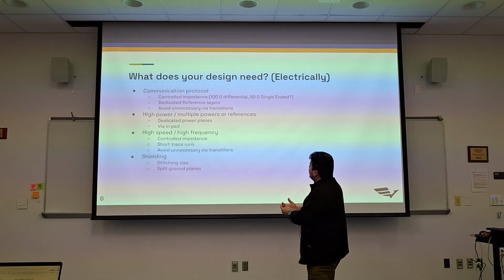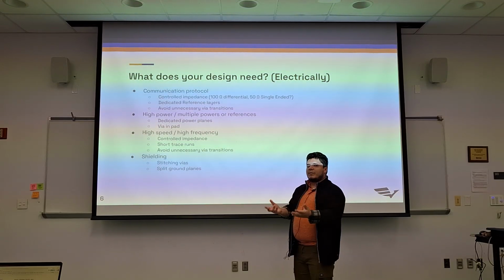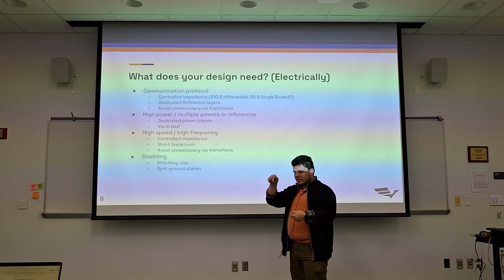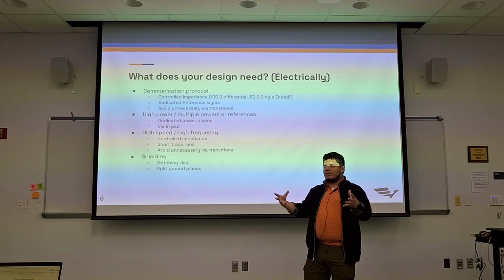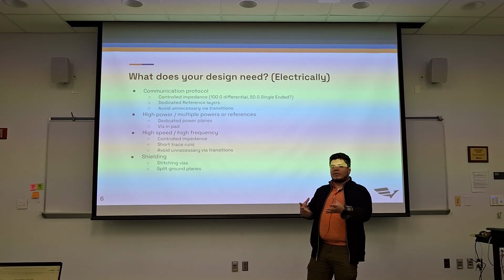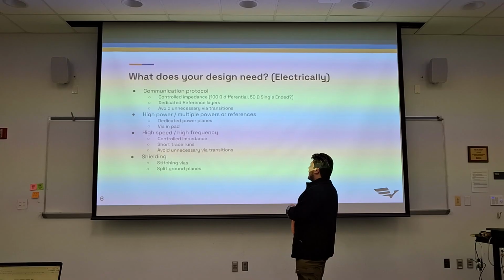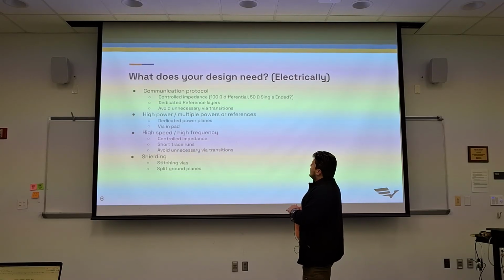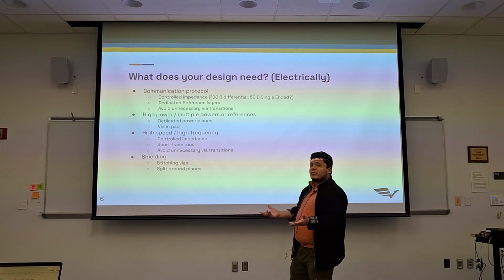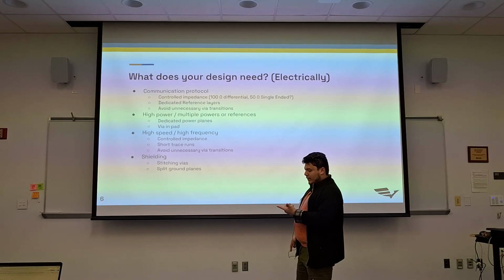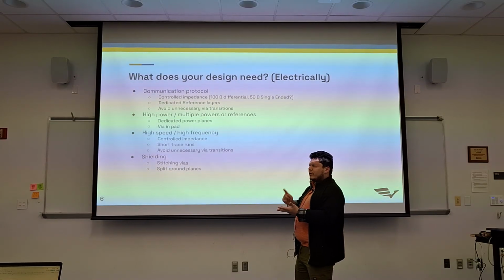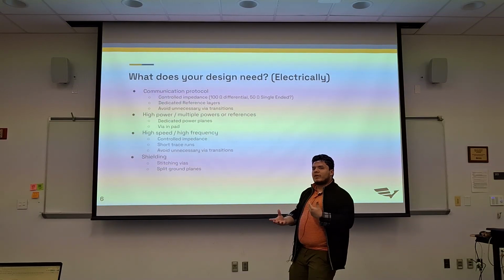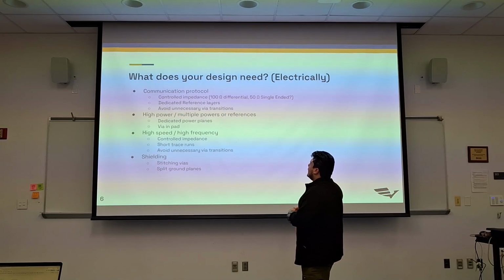Maybe, how can we place our components such that we minimize via transitions? Because via transitions just add more length to that trace, so that's more length that the signal has to flow. Do we have any high power? How many powers do we have? Do we just have 12 volts, 3 volts, 3.3 volts, 5 volts, 7 volts? What are we talking about here? How many planes do we need? How much heat dissipation are we going to need?